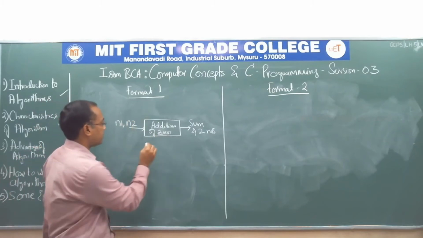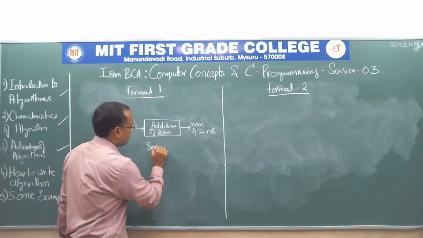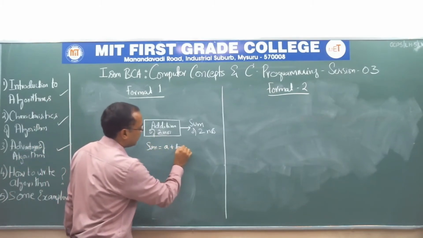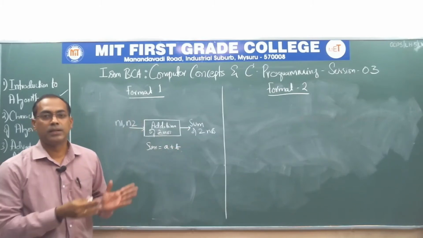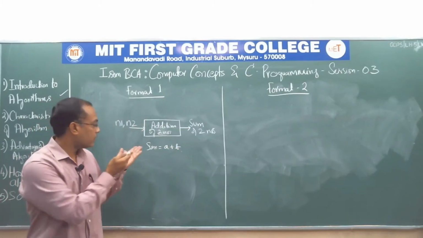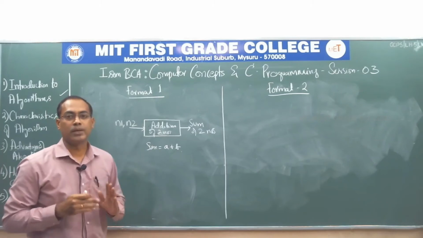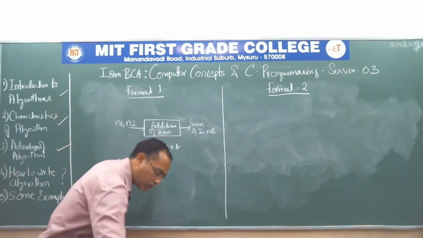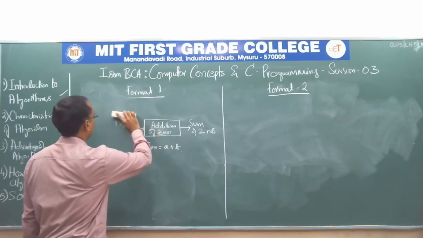What is the step? The step is very easy. Sum is equal to a plus b. So this is the step to compute the sum of two numbers. Now we shall write the algorithm for the same.